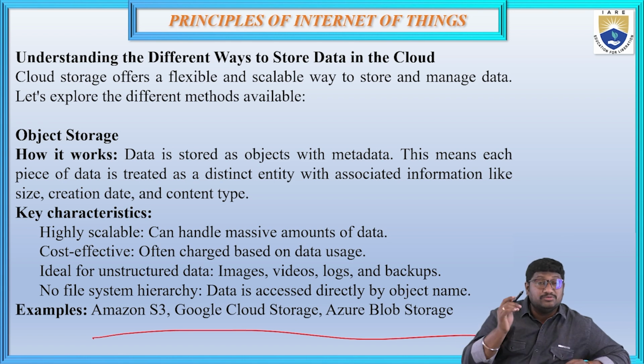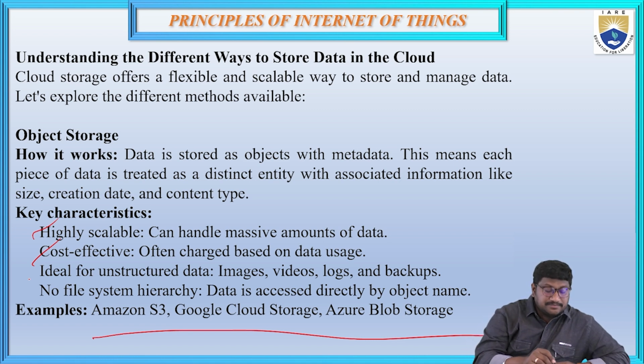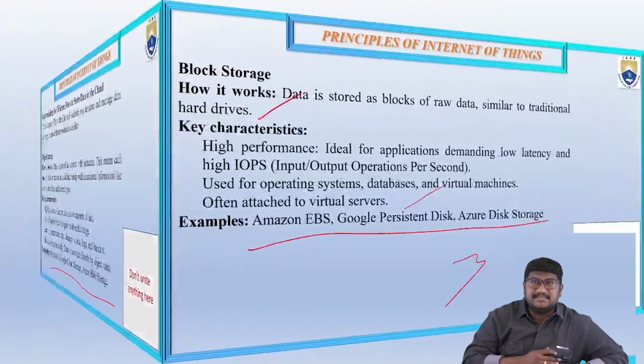What are the key characteristics which have to be kept in mind at the time of object storage? The first one is that it is highly scalable, which can handle massive amounts of data. The second one is cost effectiveness. Here we are going to often charge based on the type of data which we are using, and it is also ideal for unstructured data such as images, videos, logs, backups, etc. And there is no file system hierarchy. Why? Because data can be accessed directly by the object name. The best examples for object storage, which I told you previously, are Amazon S3, Google Cloud Storage, and Azure Blob Storage. These are the different kinds of object storages.